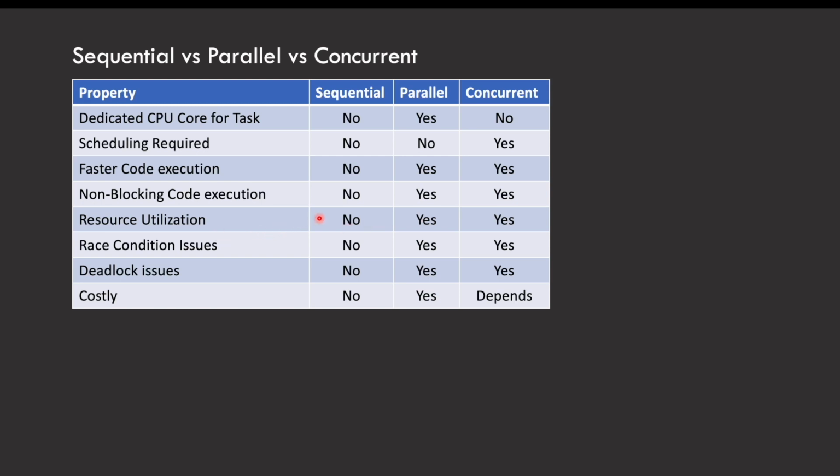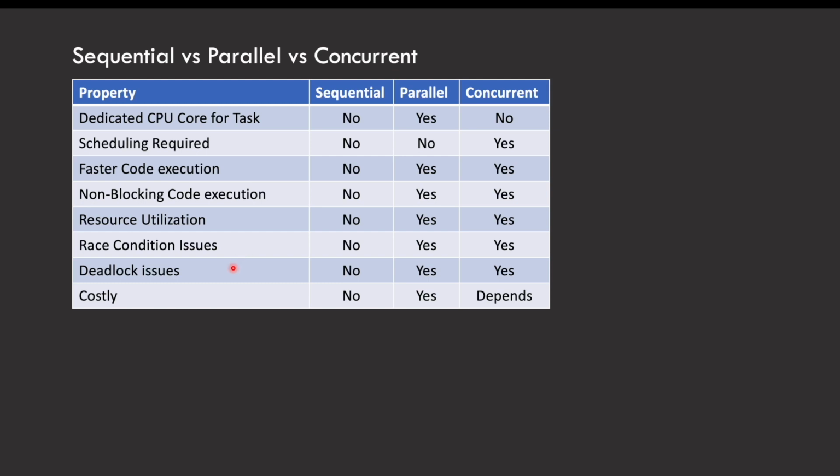Resource utilization: sequential is pretty bad. Parallel and concurrent were pretty good. Actually, parallel is good for resource utilization. Concurrent is the best because you used 4 CPU cores to reduce the overall time for 5 different tasks.